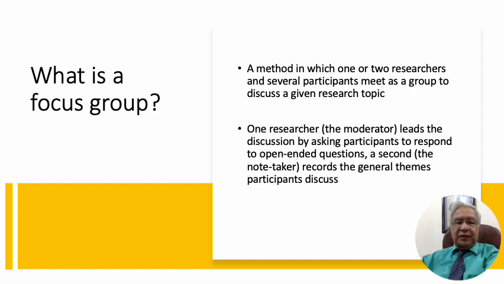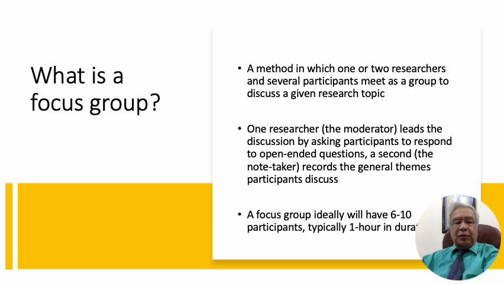One of these researchers becomes a moderator, leads the discussion by asking participants to respond to open-ended questions. The second, the note taker, records general themes the participants discuss. So you can see that there are 3 important groups. One is the moderator, who is bound to ask the questions, which are already predetermined, and the second is the note taker, who is also very important. He will take down everything which is being said and spoken by the people. And this focus group ideally will have 6 to 10 participants, typically of 1 hour duration.